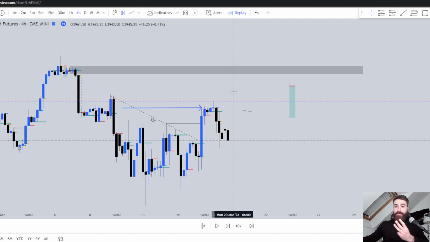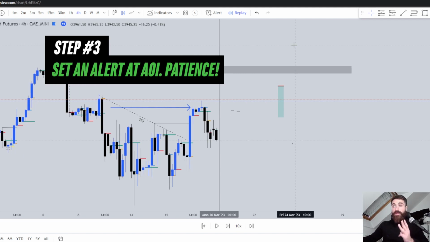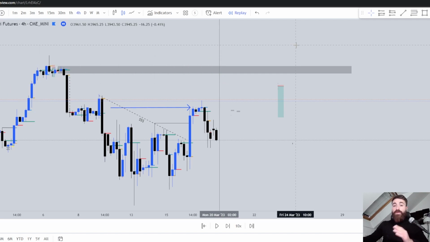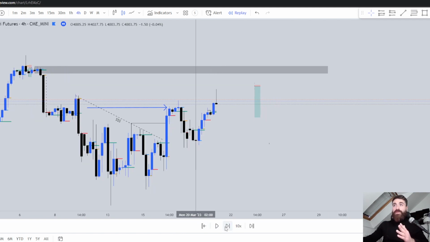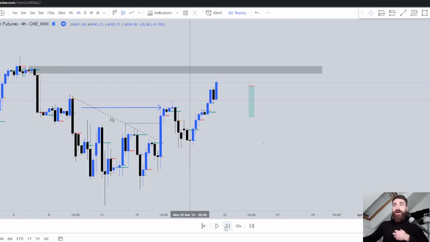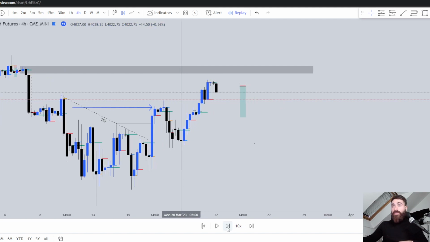Now, step number 3. Put an alert and wait till the price reaches our area of interest. We do not chase price. Price will come to us. Wait for price to come to us, okay? I put this step on purpose, just so we can wait for the price to come to the area that we want to see the reaction from. This is just for patience, okay?